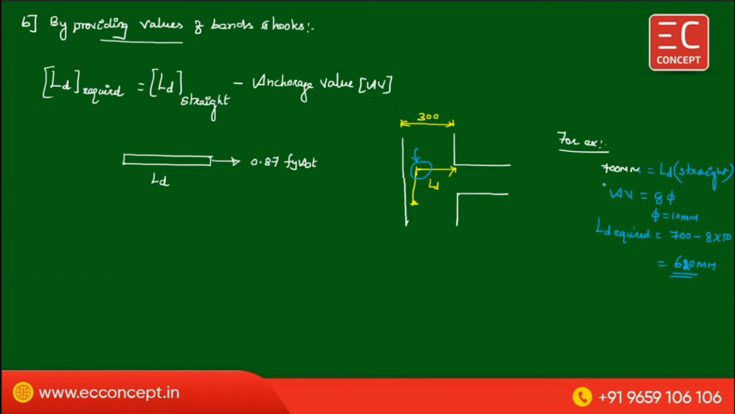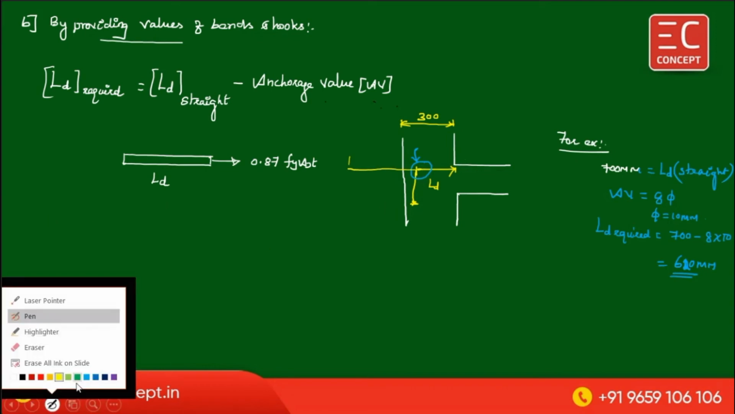Actually 700 LD straight is required, but this LD straight is not possible to provide. If you want to provide LD straight, then it shall come somewhere here. But it's not possible because there is only 300 mm thickness. That's why we make a bend and insert vertically, and while making a bend, it takes some anchorage value, which depends upon the bend. Now I'm going to give the anchorage value and the bend.